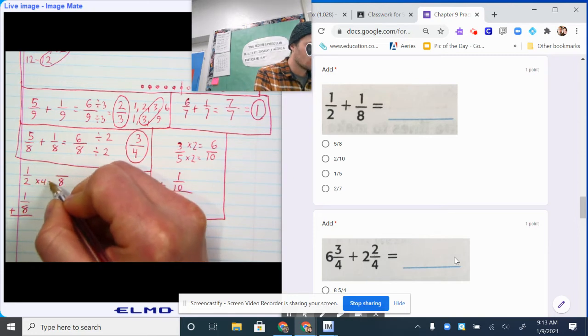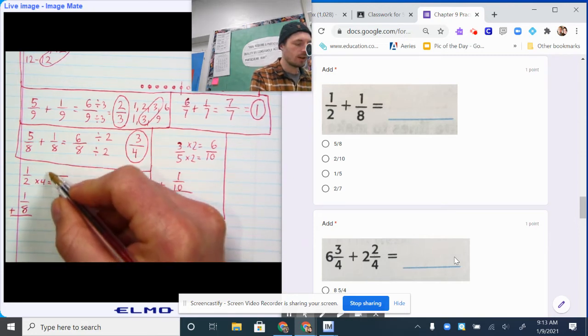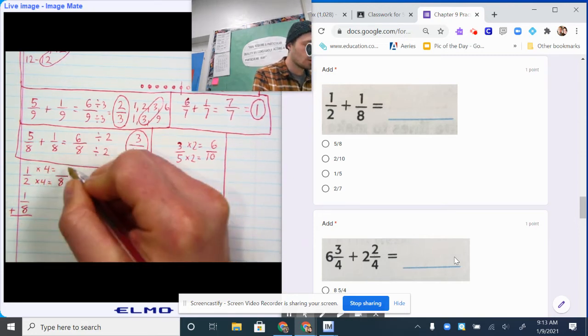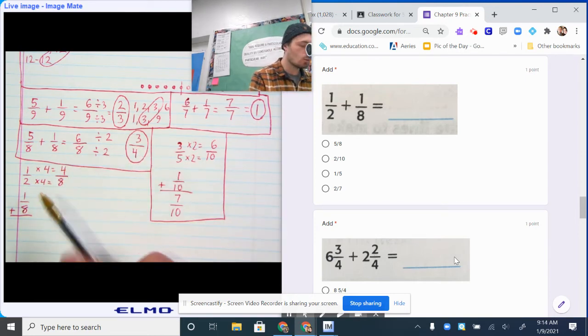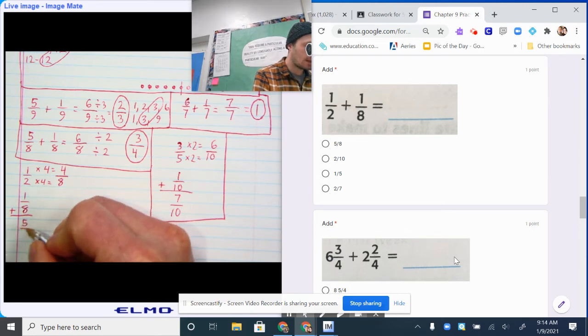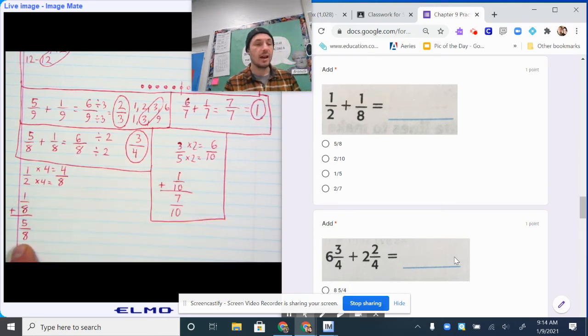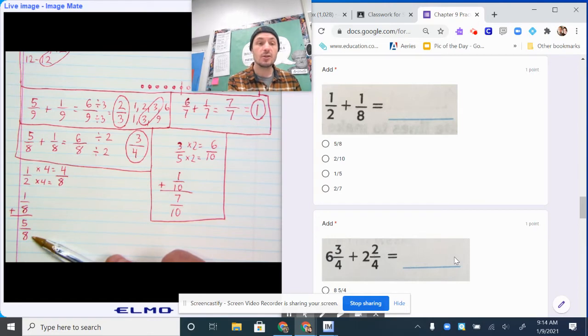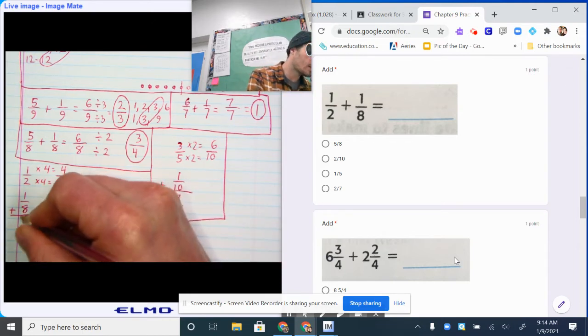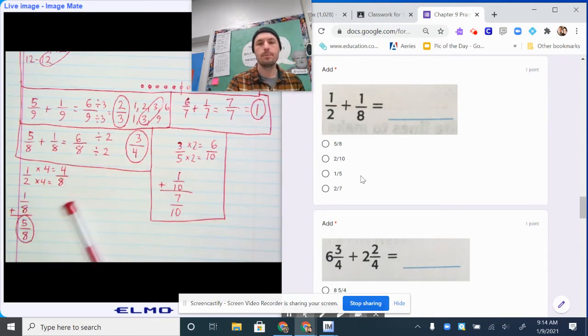2 times 4 is 8. Whatever I do to the bottom, I do to the top. 1 times 4 is 4. So now I have 4/8 plus 1/8. 4 plus 1 is 5. And my denominator 8 stays the same. And again, I know 5/8 can't be simplified because 5 is prime and it can't fit into 8. So there's not going to possibly be any common factors greater than 1. So 5/8 is already in simplest form.